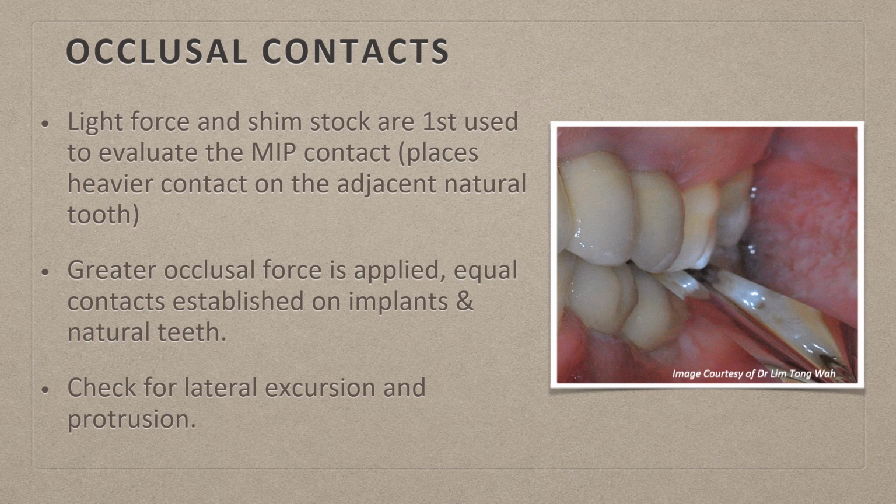Initially, light force and shim stock are first used to evaluate the maximum intercuspal position. Contact places heavier contacts on the adjacent natural tooth. Then, greater occlusal force is applied. Equal contacts should be established on implants and natural teeth. Last, check the lateral and protrusive guidance. This image shows heavier contacts on the adjacent natural tooth.